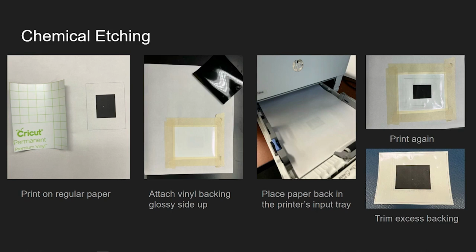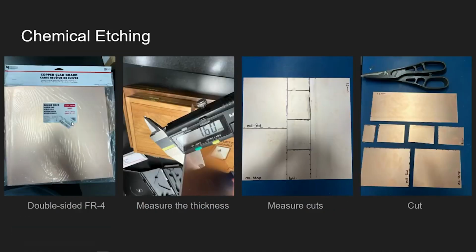The paper is then placed back in the printer's input tray and it is reprinted, when the printer prints directly to the vinyl backing. The new template is then removed from the paper and cut down to appropriate size. This part provided the material for all fabrication methods.